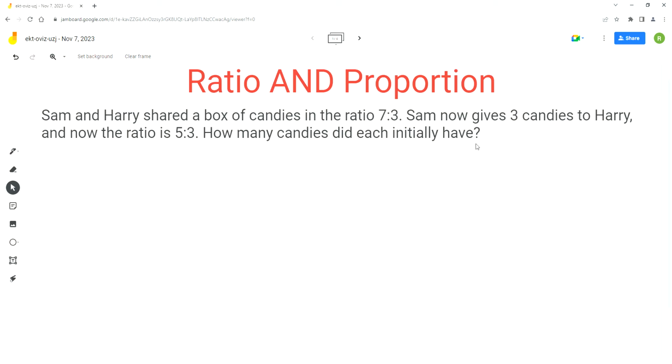So the first thing we'll have to do is to come up with an equation with a variable. Now we are given that the candies are initially shared in the ratio 7 to 3. So this actually gives us the lowest possible ratio between the number of candies that they own. So this is not the actual number of candies Sam and Harry own. Sam is written first, and then is Harry's number.